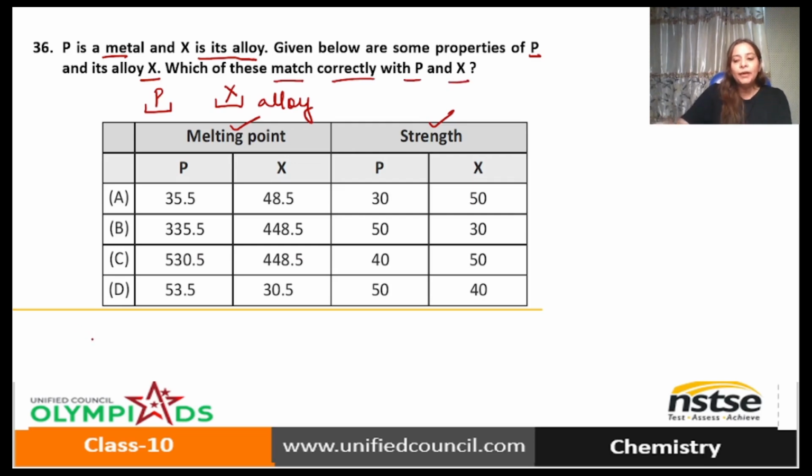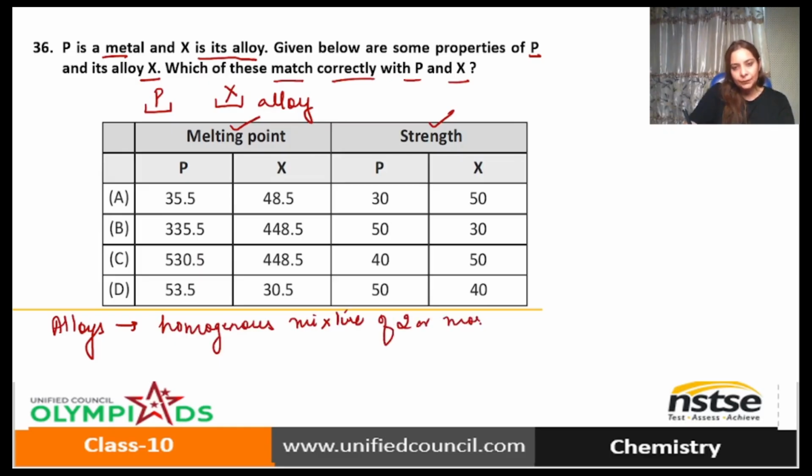Now before we move ahead, I would like to tell you, when we talk about alloys, alloys are homogeneous mixture of two or more metals, or maybe it has a metal mixed with a non-metal, but a mixture is homogeneous. Now if we talk about alloys, they have a few properties which is in contrast to the metals.